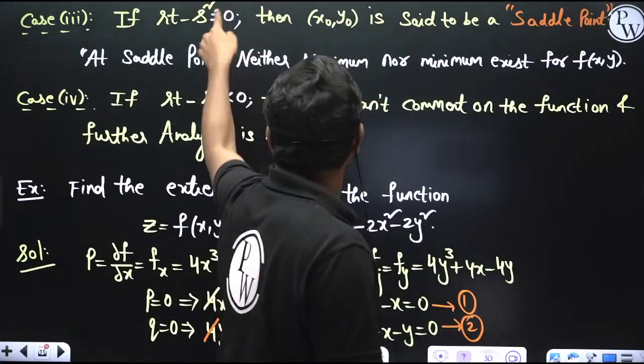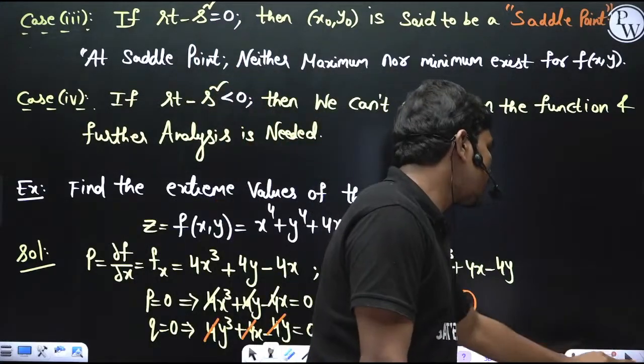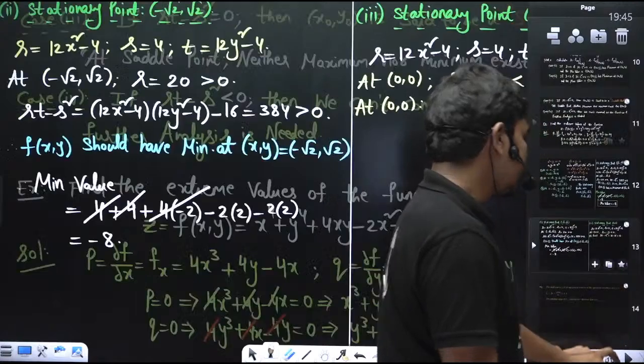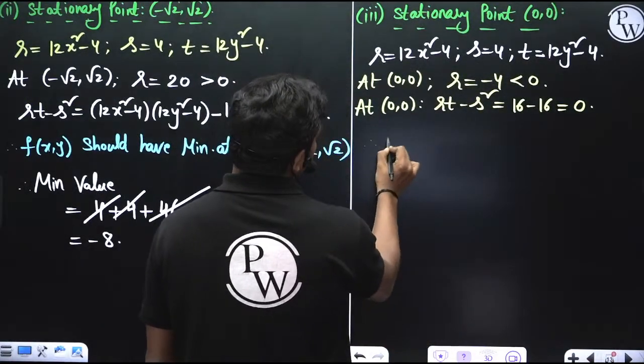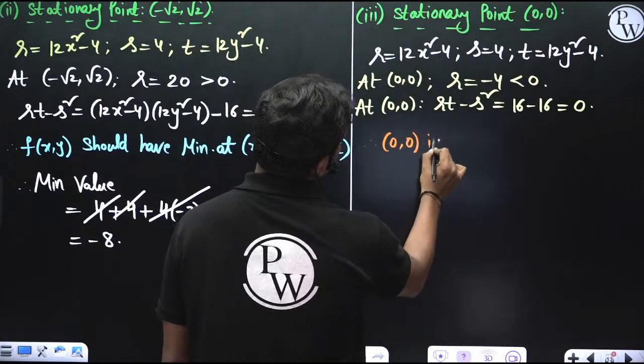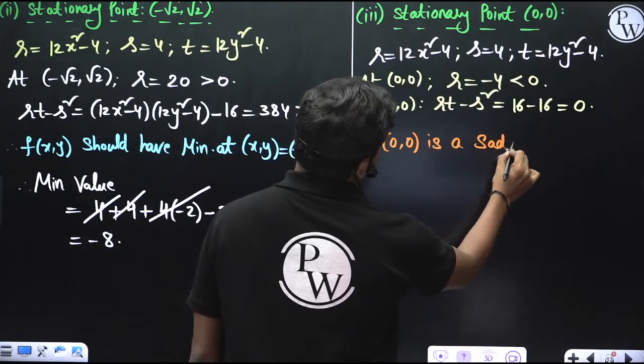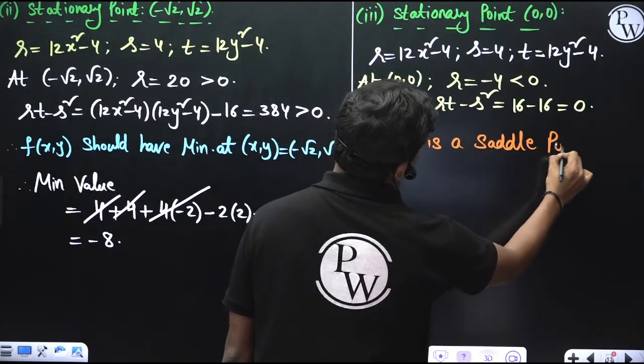So this is 0 and this is less than 0. So ultimately this point is actually a saddle point. Therefore 0 comma 0 is a saddle point in this case.